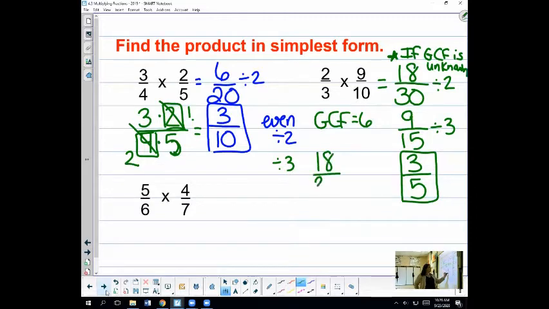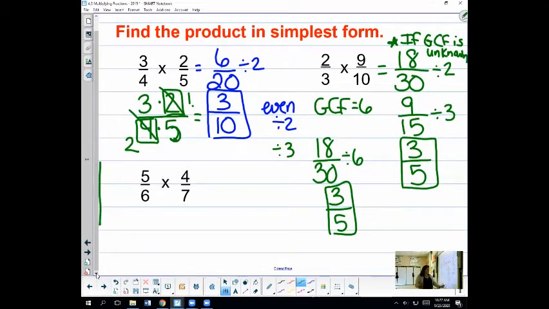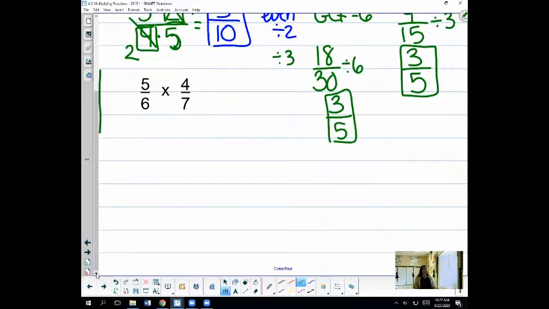So let's say you had 18 over 30 and you knew right off the bat you could cut it into 6 parts. 18 cut into 6 parts gives me 3. 30 cut into 6 parts gives me 5. So this is done in basically one step versus this is done in a couple steps. Again, it doesn't matter, you still come up with the same solution. So it is totally fine either way, okay? What's easier is knowing your facts, knowing your greatest common factors.